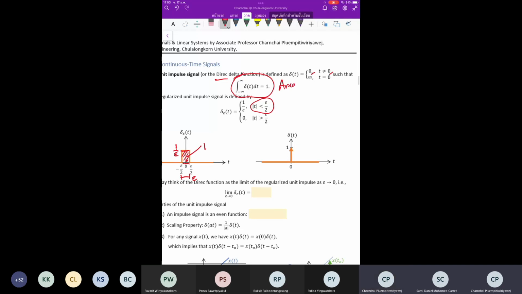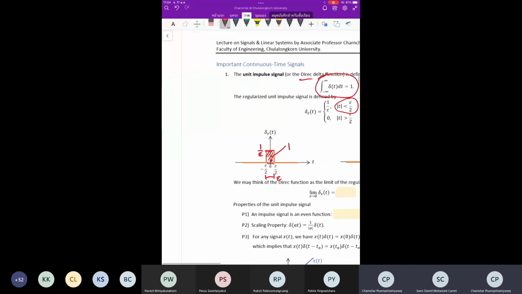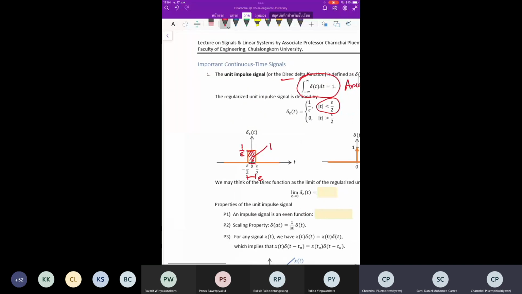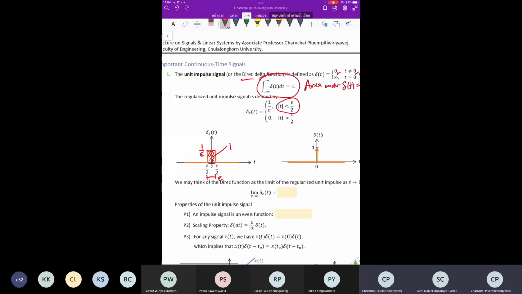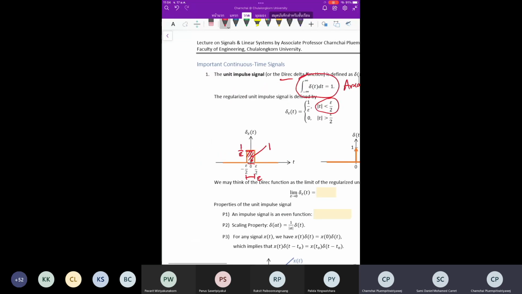Okay, which is the same thing except the width here. This one, if we narrow down, remember the area under the curve, the area under the delta function, has to always be equal to 1. From this picture, this looks like a rectangle, right? For this rectangle, if I take the limit as epsilon goes to 0, what happens?